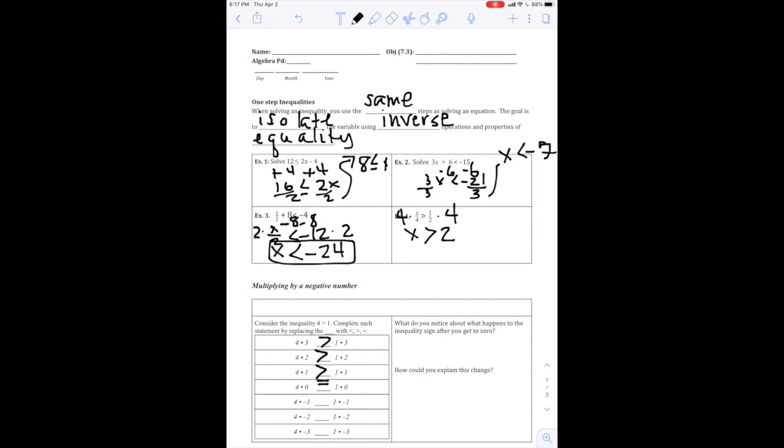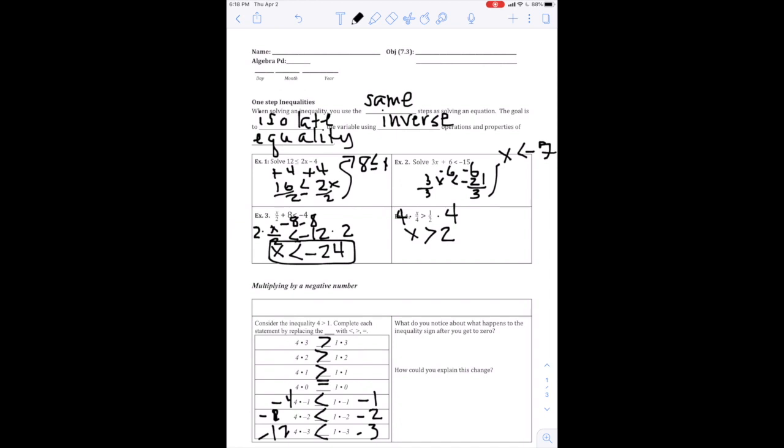Now let's look at this. 4 times -1 is -4. So let's just write it over here so we can see what we're talking about. And 1 times -1 is -1. Well, we know for a fact that -4 is less than -1. 4 times -2 is -8. And 1 times -2 is -2. -8 is less than -2. And 4 times -3 is -12. 1 times -3 is -3. So we get less than.